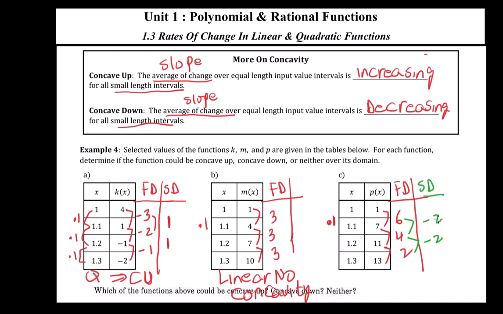It's not positive. We know it's a quadratic and concave down because the second difference is negative, whereas the second difference in the other quadratic is positive. That's all it says: which function could be concave up, concave down, or neither. This is neither because it's linear, but A and C are concave up and concave down.